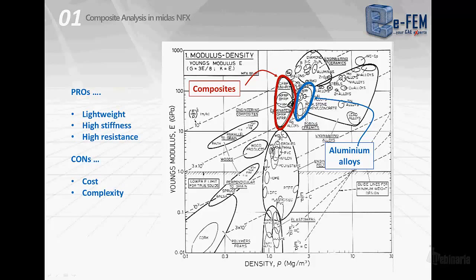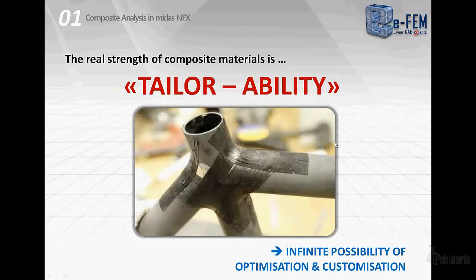So why is it preferable to use composites for lightweight and for really high-end applications? The answer is the tailorability of the material. We can design the material into the manufact in order to have the desired properties of the material in a specific point of the manufacture. This is the main advantage. And so we have infinite possibility of optimization and customization of the material into the manufacture.